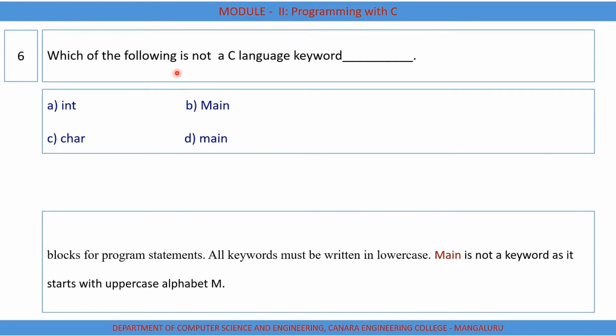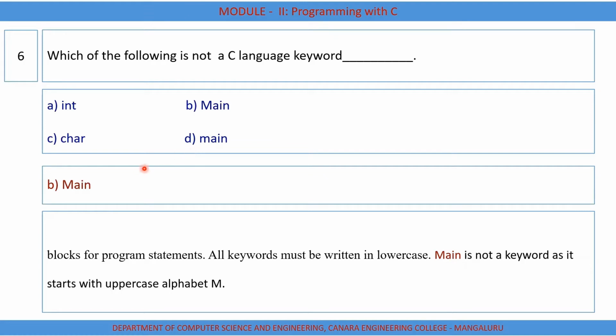Which of the following is not a C language keyword? Option A int, option B main, option C char, option D main. So the correct answer is option B, Main. Main is not a keyword.